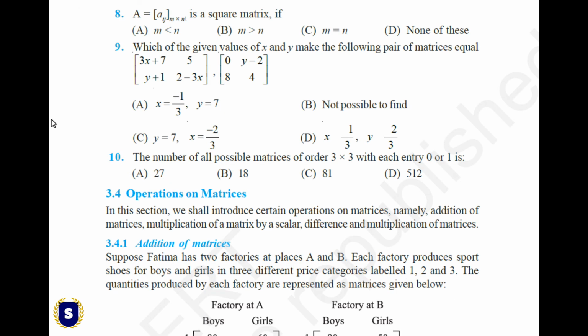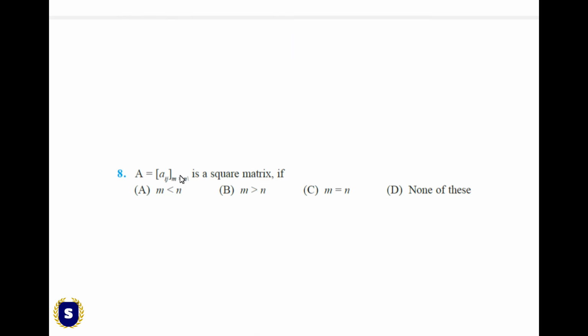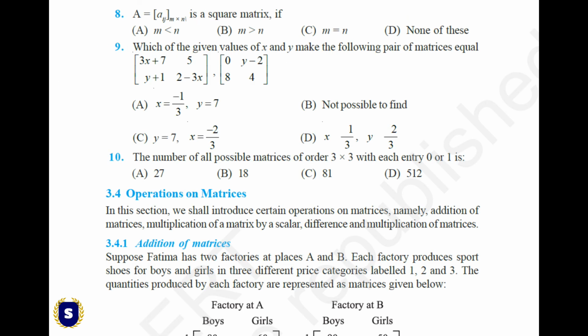Question number 8. Very simple. We are given that the matrix A is of the order m cross n, and it can be a square matrix only if m is equal to n. That is, C is the correct option. It was very simple. Let us jump to the next question.